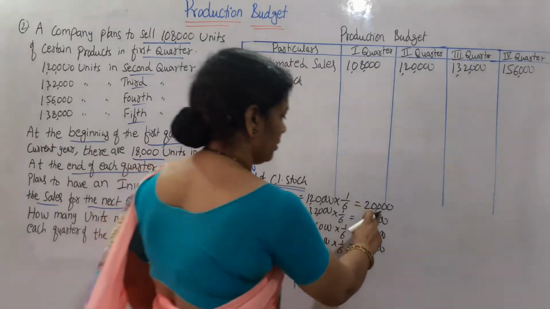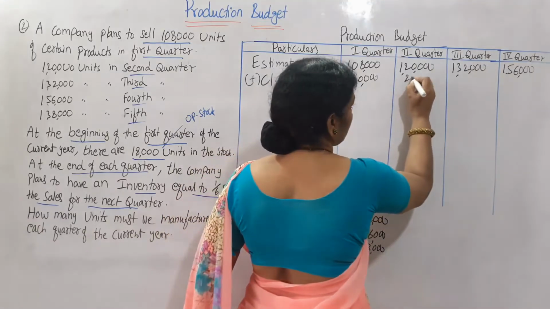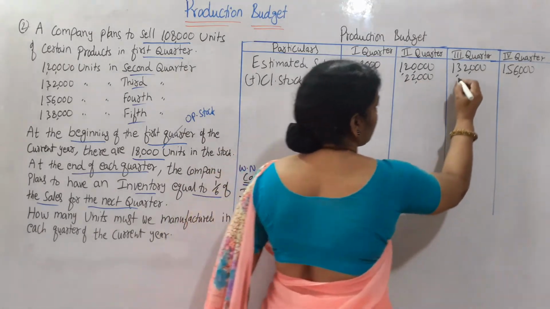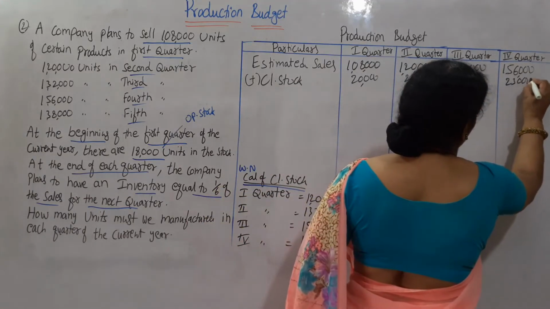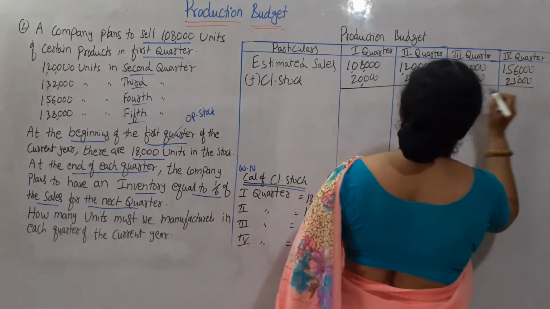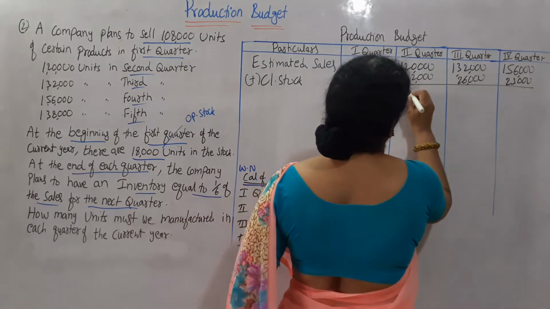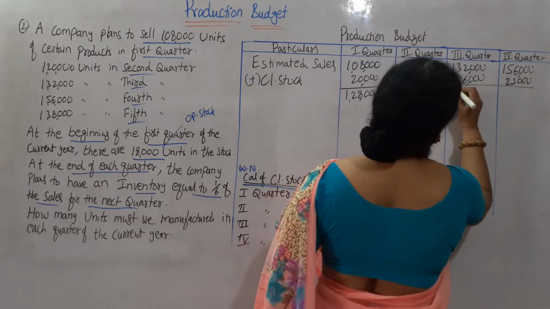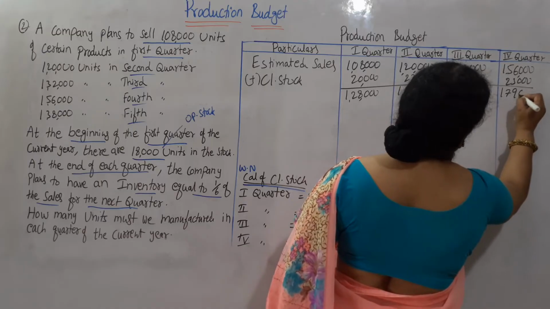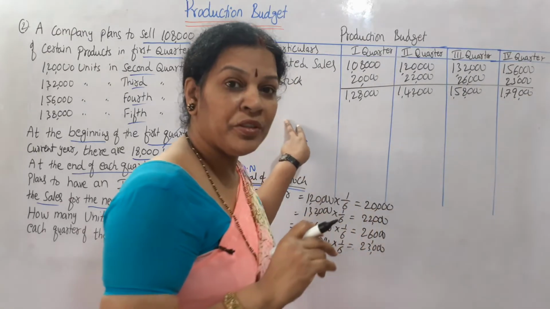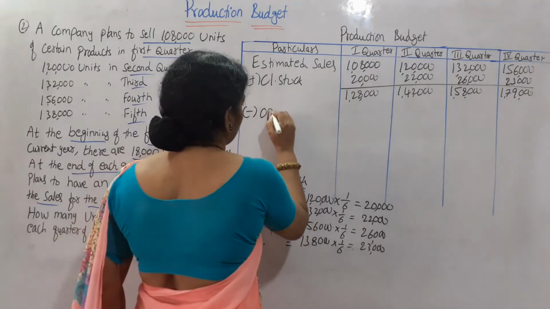Let's add the closing stock. First quarter 20,000. Second quarter 22,000. Third quarter 26,000. Fourth quarter 23,000. If we add, 1,28,000, 1,42,000, 1,58,000, 1,79,000. From this, what do we do? We have to deduct the opening stock.